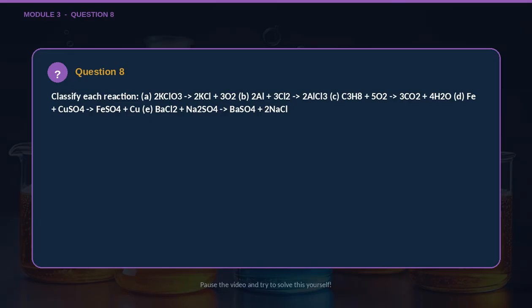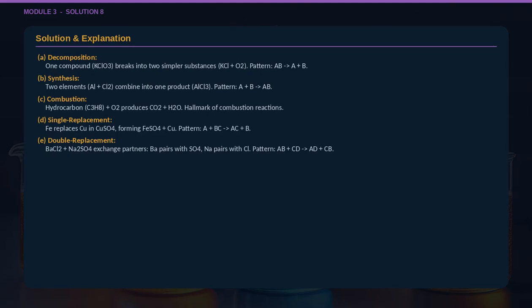Question 8. Classify each of these 5 reactions. Pause and try to identify each type. Here are the classifications. A. KClO3 breaking into KCl and O2 is decomposition, 1 compound breaking apart.